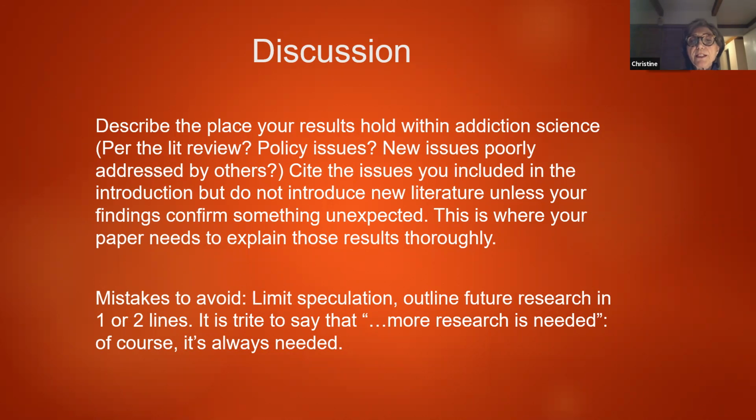Again, limit speculation. You do want to outline future research in one or two lines, but you don't want to say something like more research is needed. Obviously, more research is needed. It's always needed. But you might specifically say what area of research is needed. That would be helpful for the reader. All right, next slide, please.